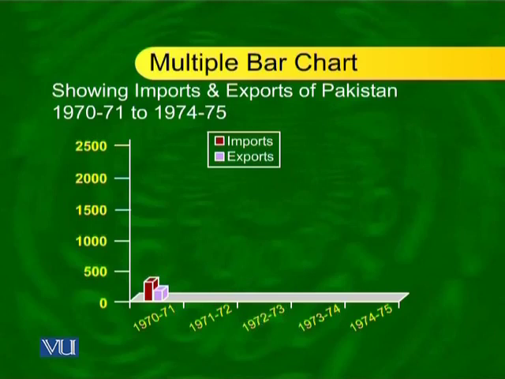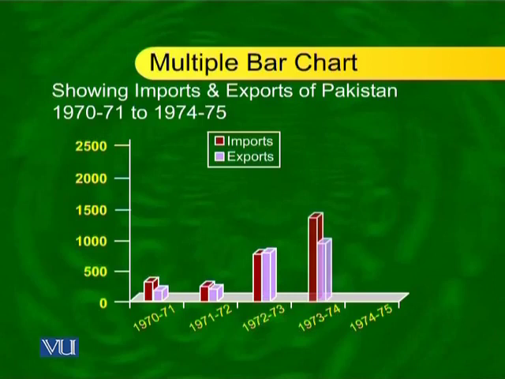Similarly, when you draw for 71-72, the first one will be 350 units long, and the second one 337. In this manner, you will get a diagram as you now see on the screen. Now, one thing which is very important is the shading of the diagram.